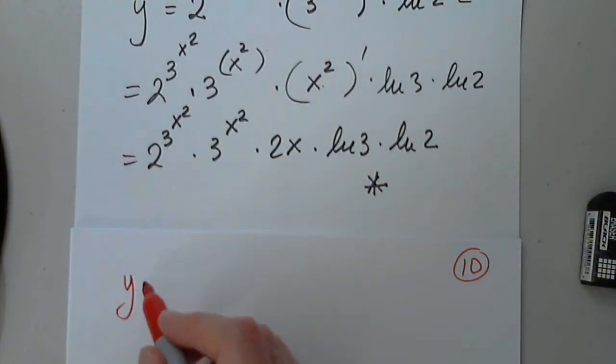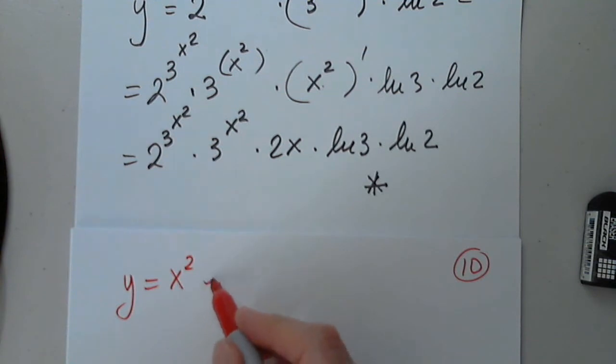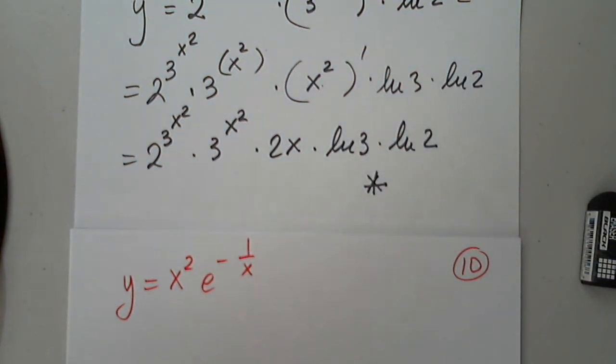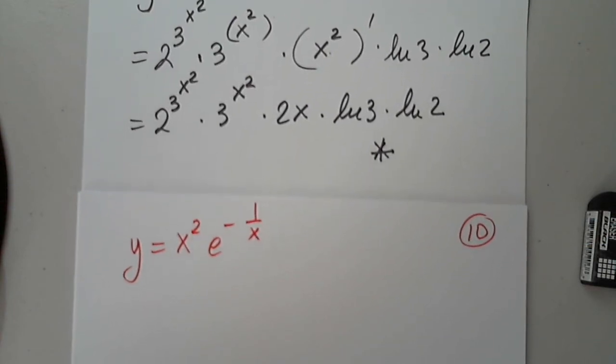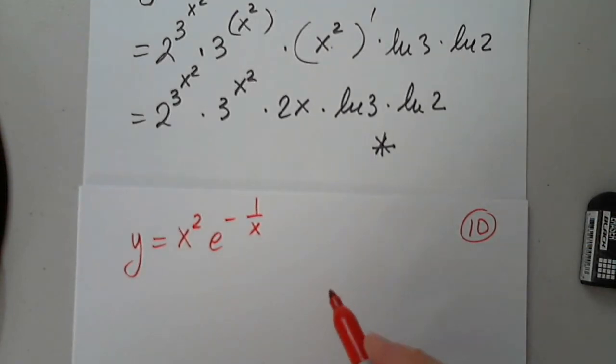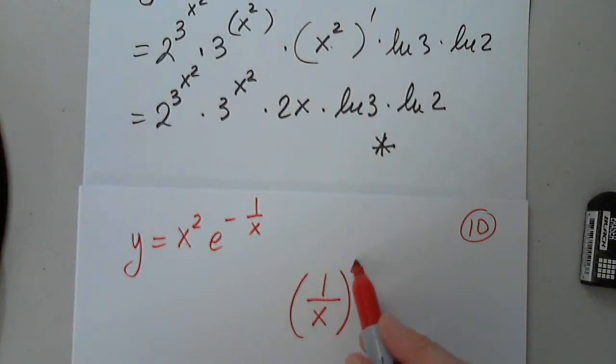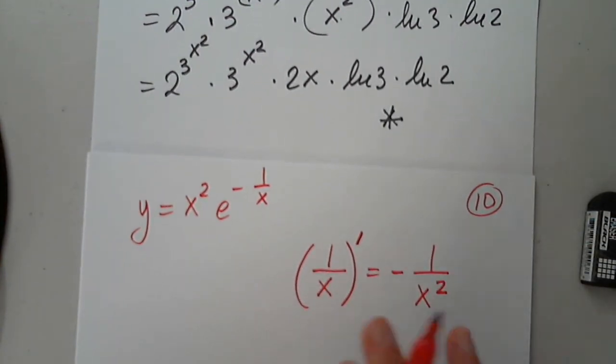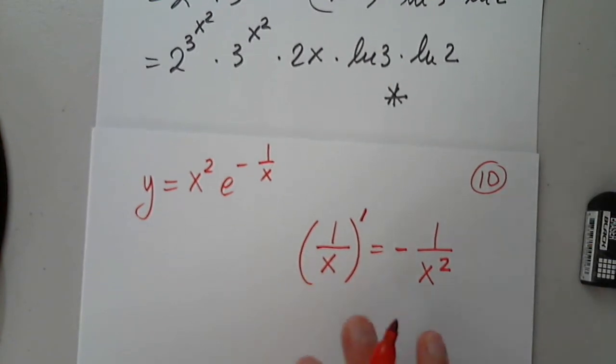Okay, I like this one, for example, x squared e to negative 1 over x. This one is useful, way more than the previous one. So I'd like us to carve in stone one more thing. 1 over x prime is negative 1 over x squared. How come? So let's prove it once and for all, and hopefully we'll remember this.